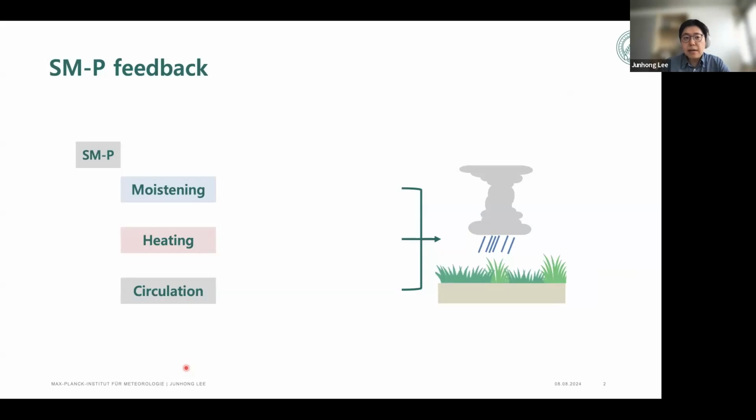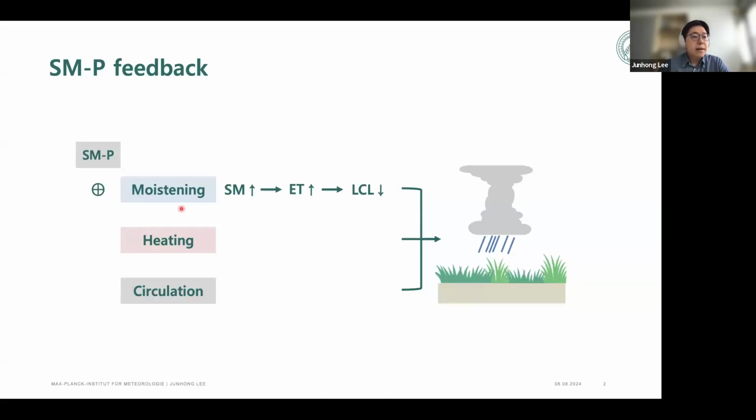Land atmosphere coupling is mostly about soil moisture precipitation feedback, so I only focus on that, not on temperature. There are three main processes by which soil moisture leads to precipitation. First, the surface moistening process; second, the heating process; third, circulation.